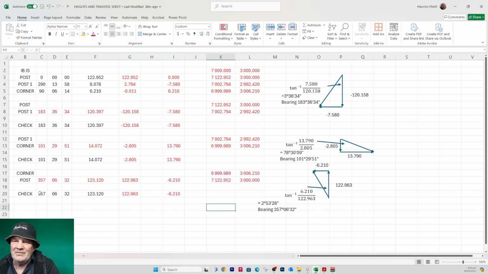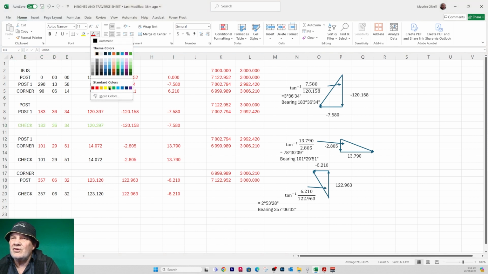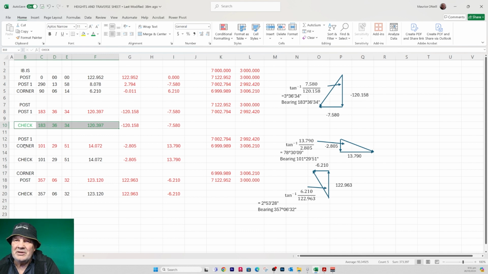These here are a check. So I'm going to put those in green, oh, that's not very good, that's better. That's a better green to read. Those are my checks. I'll put all those in a nice green. And so let's explain what's going on there.